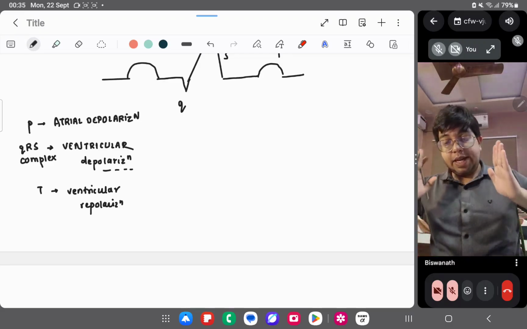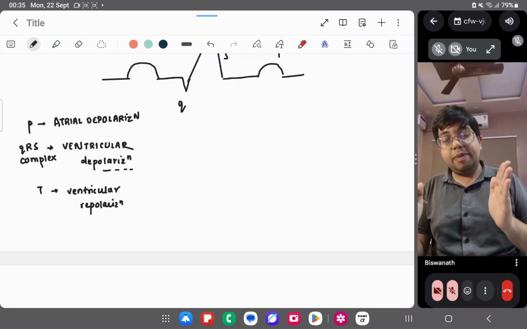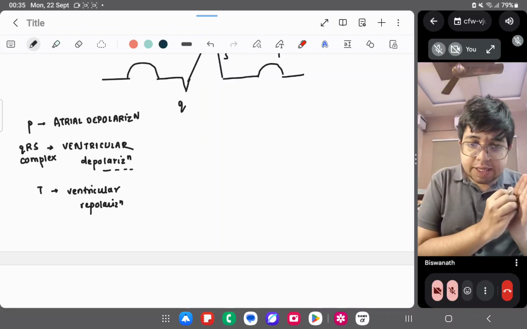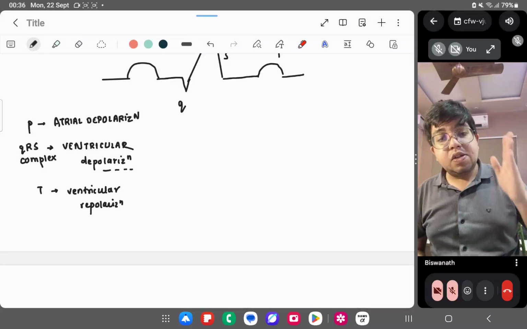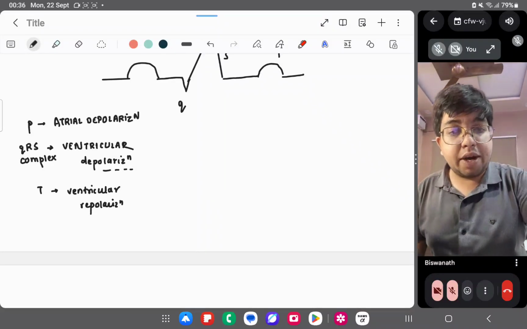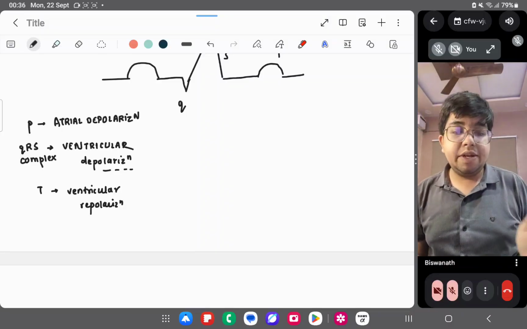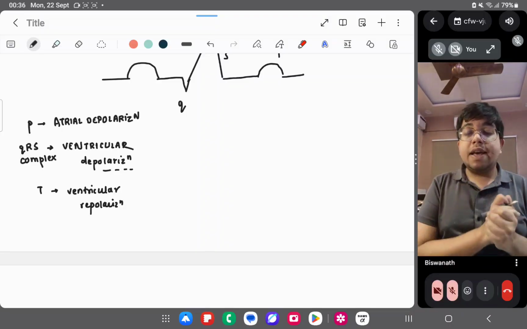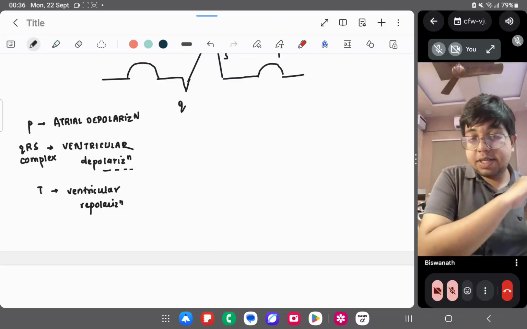Interval is basically a specified time. Interval means the starting point is there, the end point is there. Like I say PR interval, so starting and end point: starting of P wave to the R wave. Whenever I say segment, there is no starting point or end point. It is just a line.